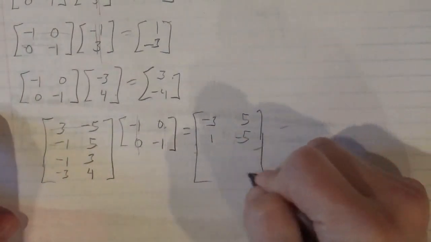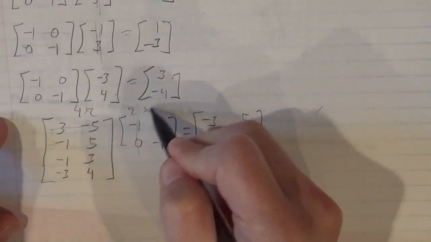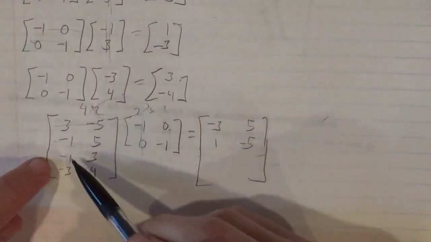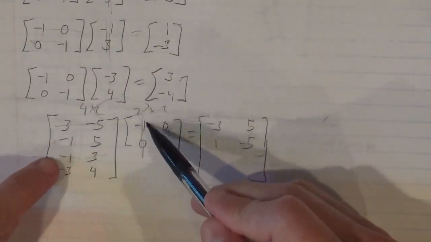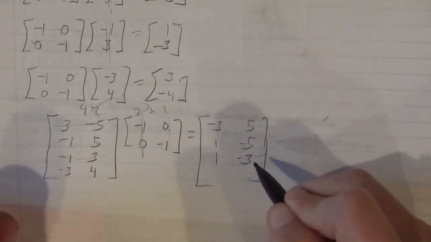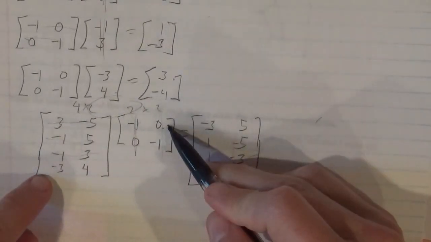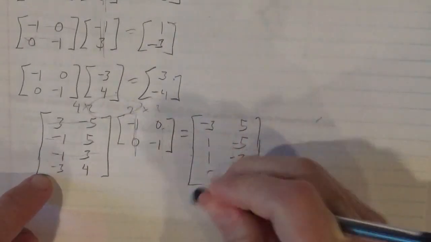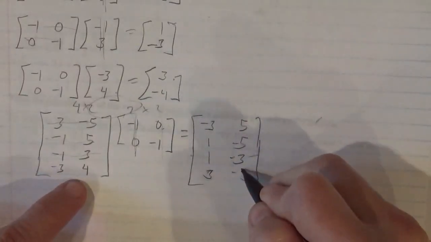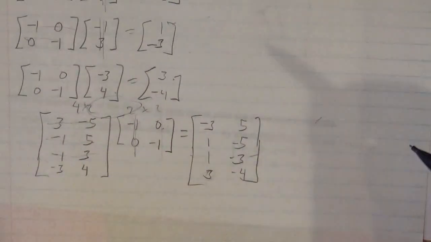And it's going to be longer, right? Because this was a 4 by 2 times a 2 by 2. So we're going to get a 4 by 2. So we have that times that. 1 plus 0 is 1. 0 minus 3 is negative 3. 3 plus 0 is 3. And then 0 minus 4 is negative 4. So again, we're just getting the boring result, it swapped signs.